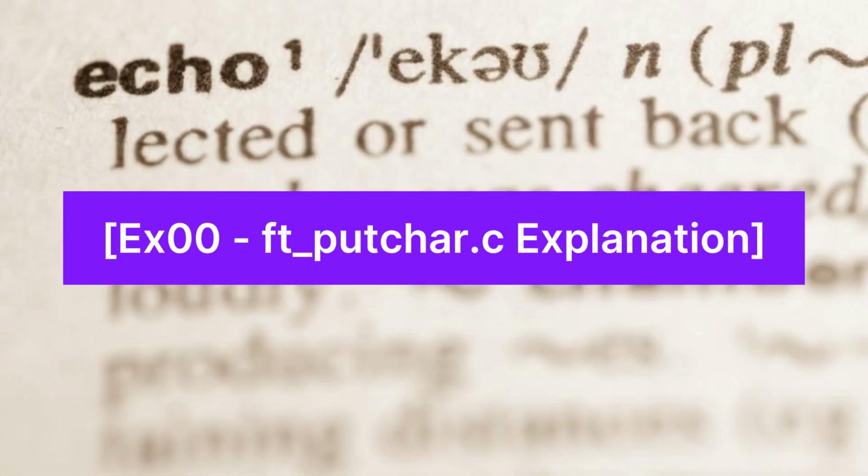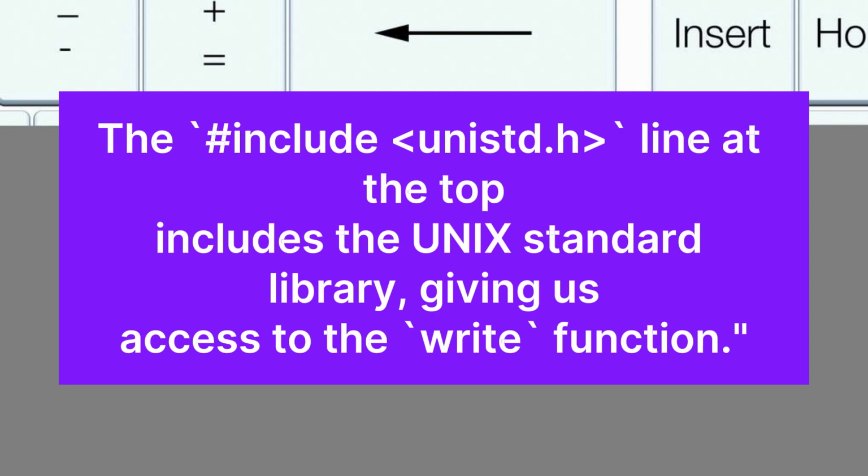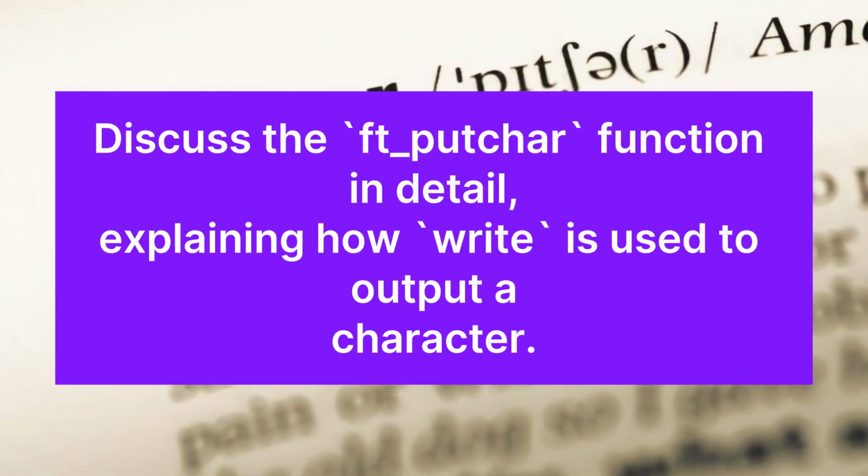X00. ft_putchar.c explanation. Exercise 0 is our starting point, where we create a function ft_putchar to write a single character to the standard output. The #include <unistd.h> line at the top includes the Unix standard library, giving us access to the write function. Discuss the ft_putchar function in detail, explaining how write is used to output a character.